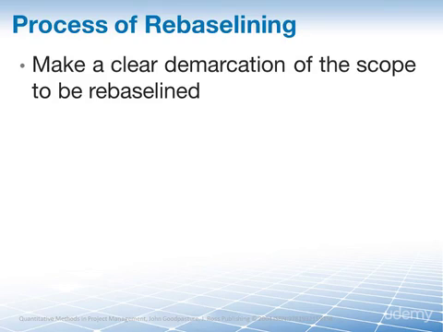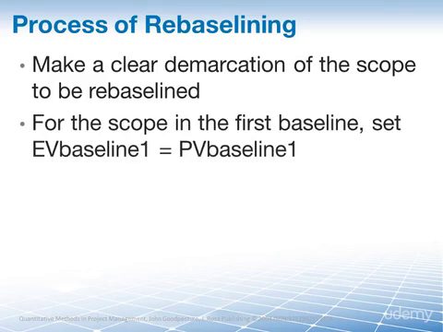For the scope in the first baseline, your original baseline says the earned value of baseline 1 equals the planned value of baseline 1. All unearned planned value goes to the second baseline and applies to the scope moved to the second baseline. Note that setting the planned value equal to the earned value at the end of PMB1 resets the schedule variance to 0. The cost variance remains unchanged in PMB1 and for the project as a whole.